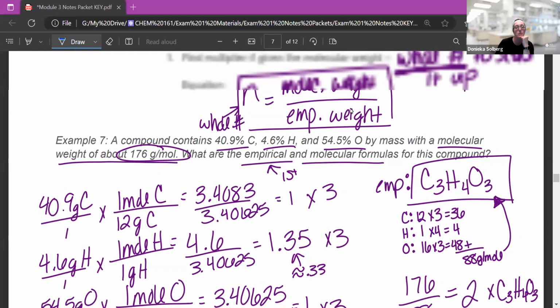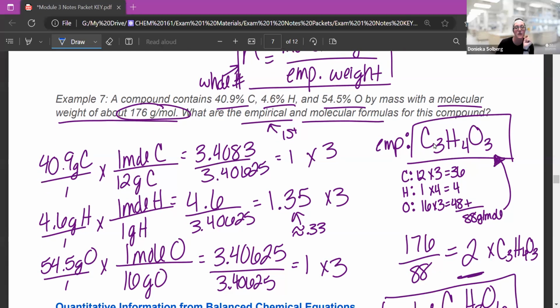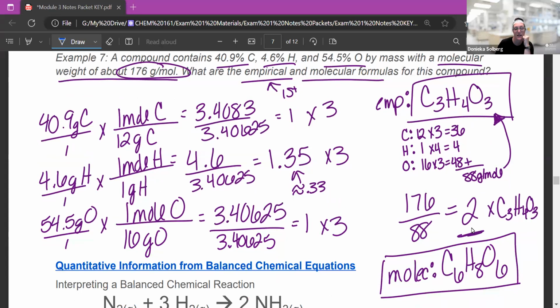Now, to find the molecular formula, I take the molecular weight, which I have to give you, 176 grams per mole, divided by the empirical weight, which I do have to calculate. So 3 carbons, 4 hydrogens, and 3 oxygens is right here, 88 grams per mole. This is the molecular weight from the problem, and this is the empirical weight. So I do 176 divided by 88, and I get 2, which is a whole number. Again, if you do not get a whole number, that means your empirical formula was messed up somewhere. So go back and look at these decimals and numbers, and make sure you did it correctly.